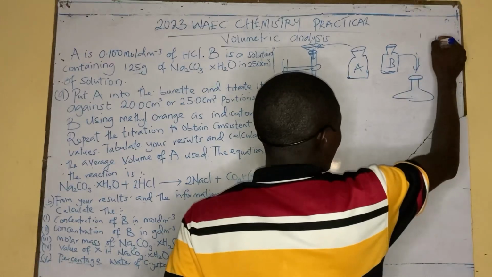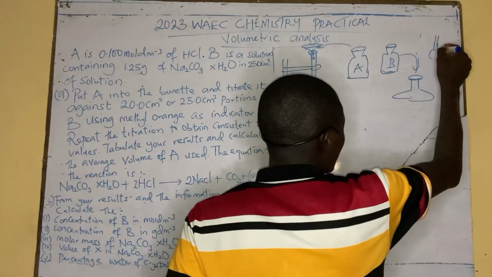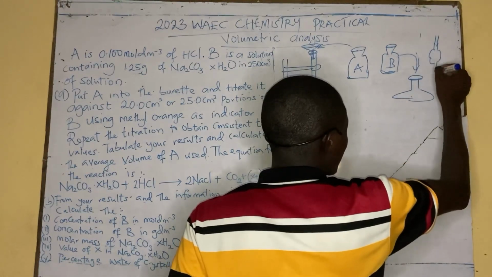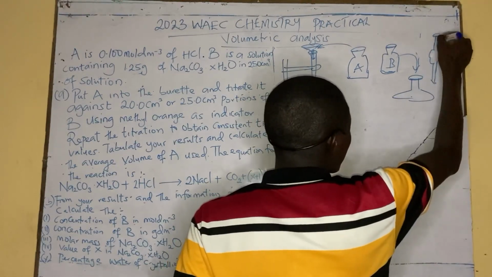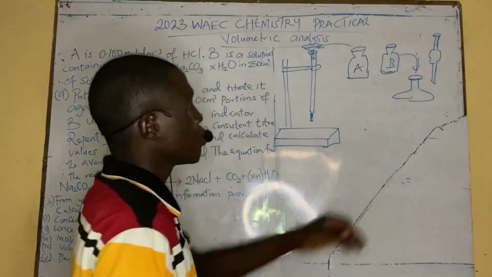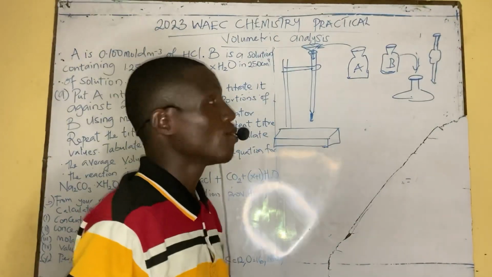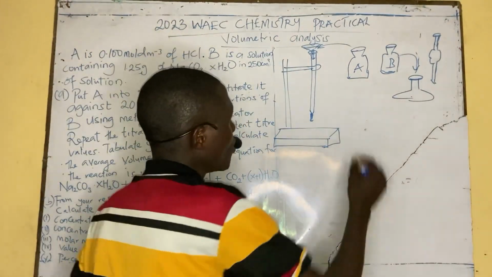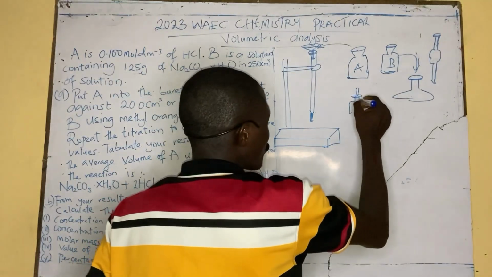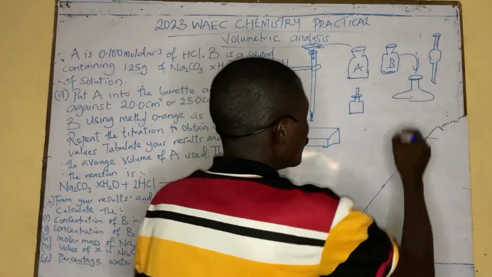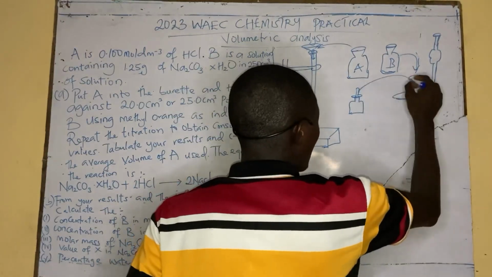I'm just trying to sketch it so you can be sure of what to use in the practical. So this is how a pipette looks like. Don't mind my diagram. So you pipette it into the conical flask. Add your indicator, which is methyl orange, 2 drops. Add your indicator after you pipette.